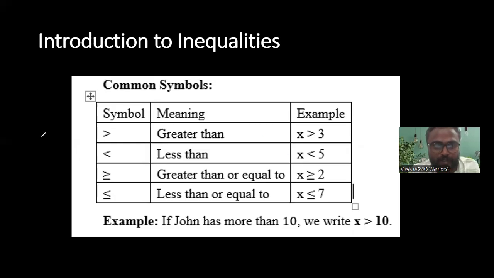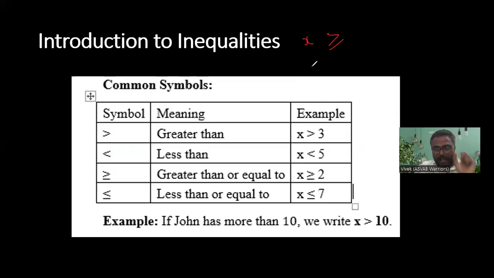So first thing is symbols, common symbols of inequalities. This sign simply means something is greater than. Now this is nothing but less than. So x is greater than 5 means x is anything more than 5. X is less than 5 means x is less than the number 5, which can be 4, 3, 2, 1, and all the negative numbers. Here is something that is added: greater than or equal to.